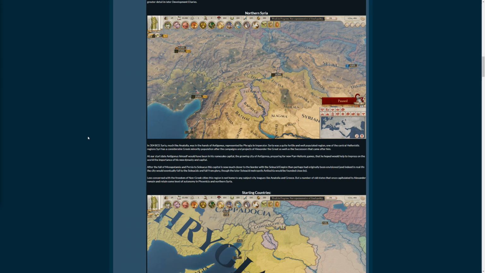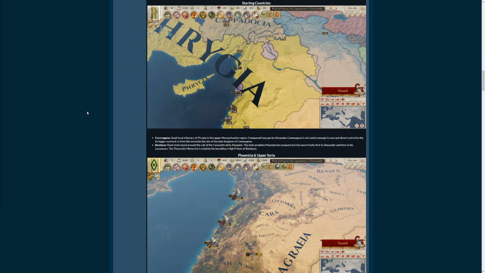Less concerned with the freedom of non-Greek cities, this region is not home to any subject city leagues like Anatolia and Greece, but a number of old states that once capitulated to Alexander remain and retain some level of autonomy in Phoenicia and northern Syria. Now that, I think, is interesting because areas we've looked at before have very heavily been like, this guy's in charge and all these guys look up to him or suck up to him.